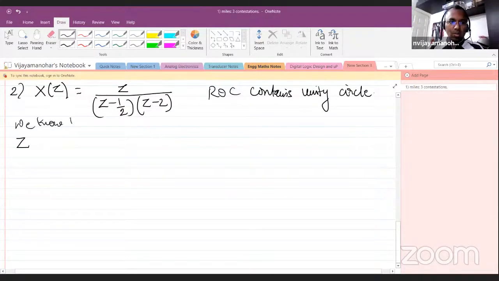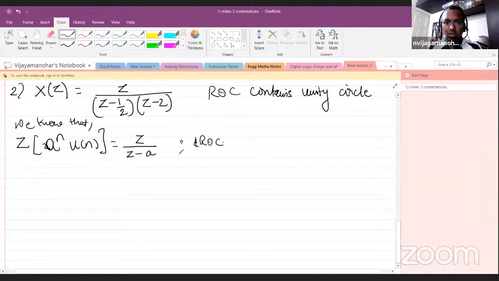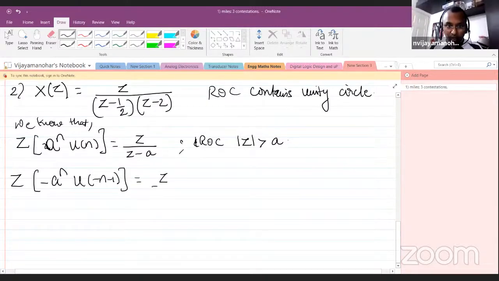We know that Z transform of a power n u of n is z by z minus a, and ROC is mod z greater than a. Z transform of minus a power n u of minus n minus 1 is also z by z minus a. Both, kindly note, both of them have the same z transform, a power n u of n and minus a power n u of minus n minus 1. The only difference is ROC here will be mod z less than a.